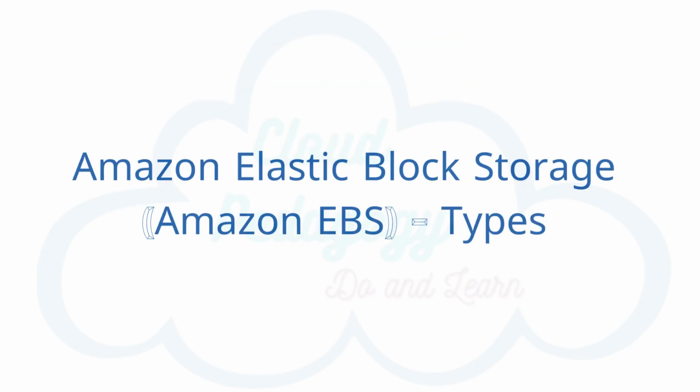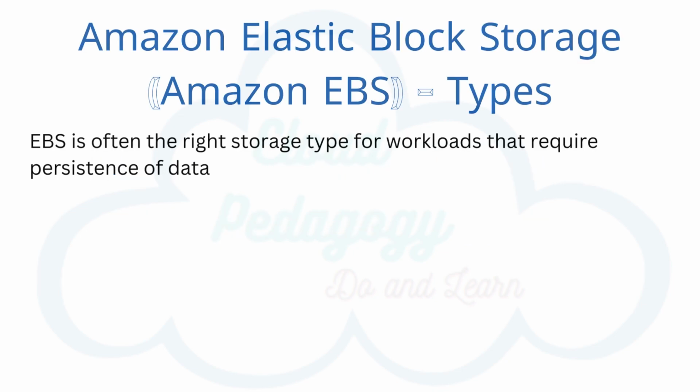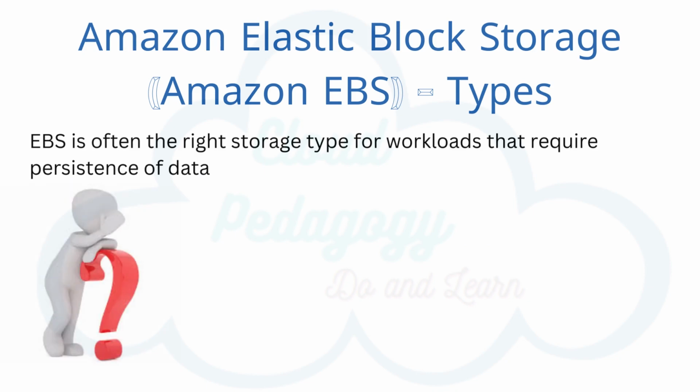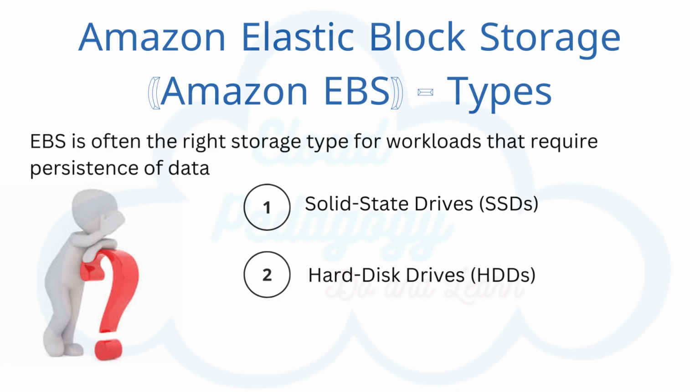Now we'll see what the Amazon EBS volume types are. EBS is often the right storage type for workloads that require persistence of data. However, the question typically comes down to which EBS volume type do I use? That's right. There are many different types of volumes, but they are divided into two main types. There are basically two main categories of Amazon EBS volumes, which are solid state drives, also called SSDs, and hard disk drives, which is HDDs.